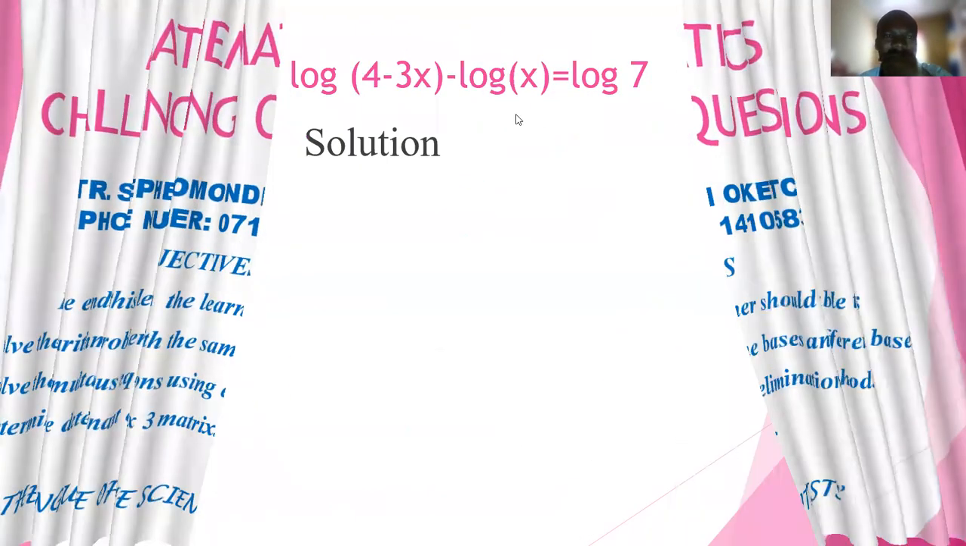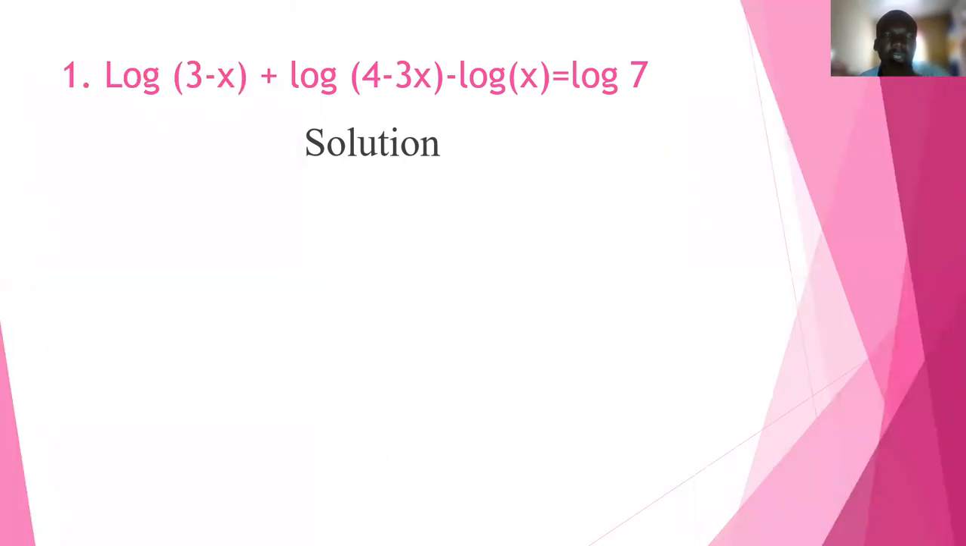The first question is log(3 minus x) plus log(4 minus 3x) minus log x is equal to log 7. So here, first of all, what we should do is define the range for this equation, these logarithms. For you to get the defined range, first of all, you get the argument of these logs.